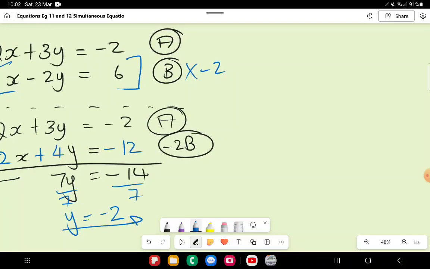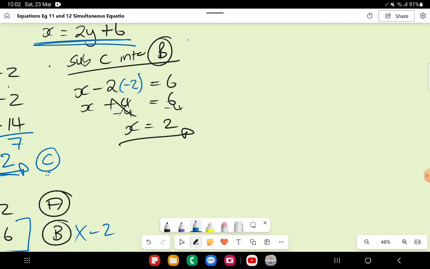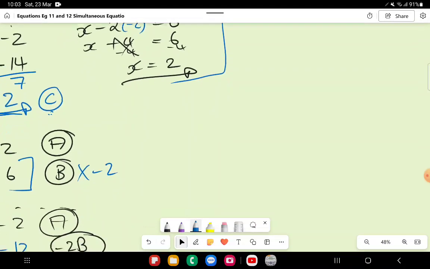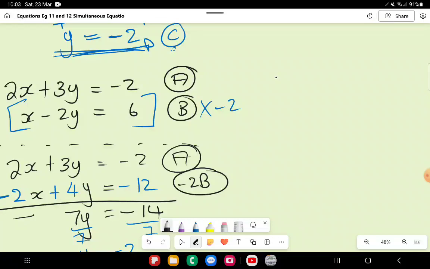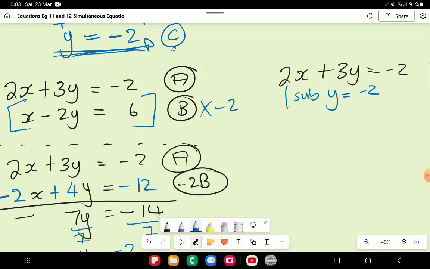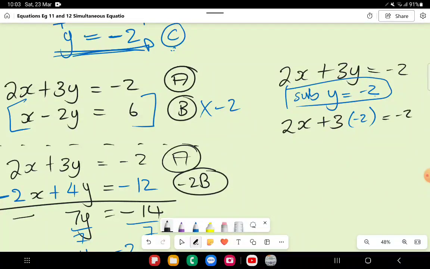Once I've got that, I can then substitute it into the formula. Previously I substituted it into B, but let's substitute into A and see if we get a different answer. So if I have 2x plus 3y equals negative 2, and I want to substitute y equals negative 2 into this equation, I am going to say 2x plus 3 times negative 2 is equal to negative 2.